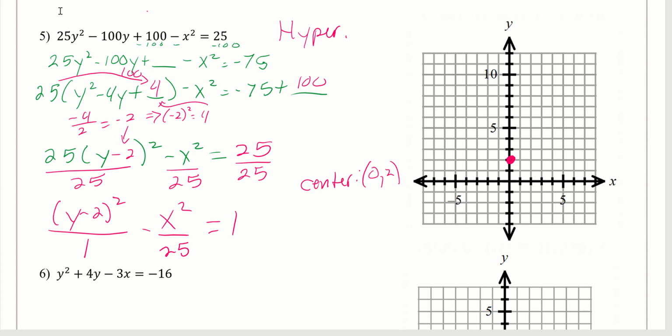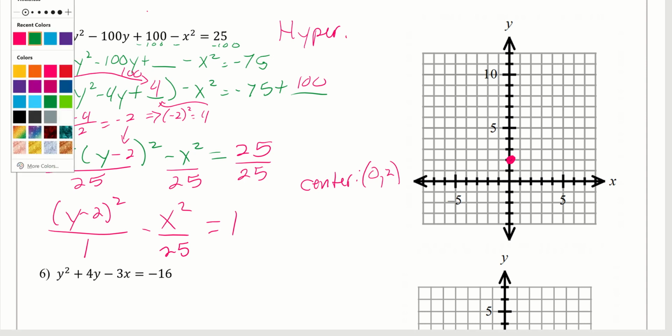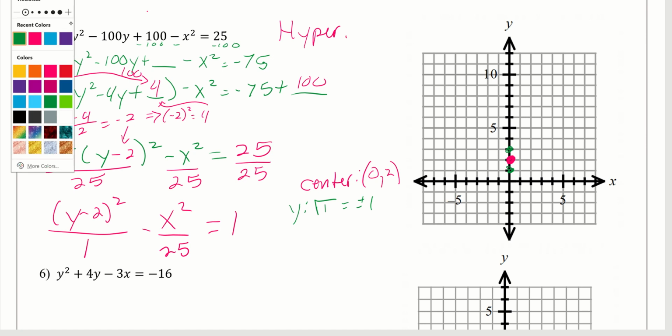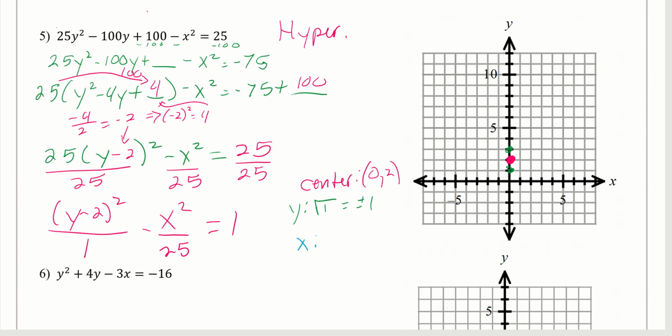Now, the only difference is you can memorize who's A and who's B, but it's really nice because as long as you just pay attention to who it's underneath, in the y direction, my distance is going to be the square root of the denominator, which is 1. So I'm going to go plus and minus 1. Now in the x direction, I've got square root of 25, which is going to do plus and minus 5 from the center. 1, 2, 3, 4, 5.